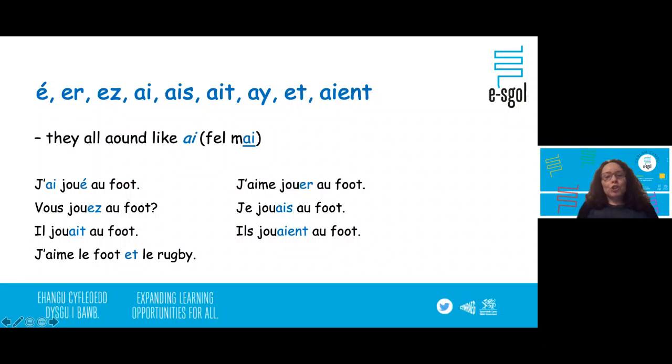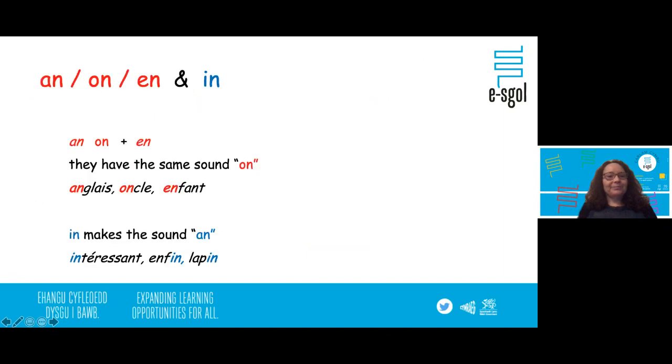So for example, j'aime jouer au foot. We know that after you've conjugated the first verb, j'aime, the jouer will be in the infinitive. So that's how we know which version of the verb it is.